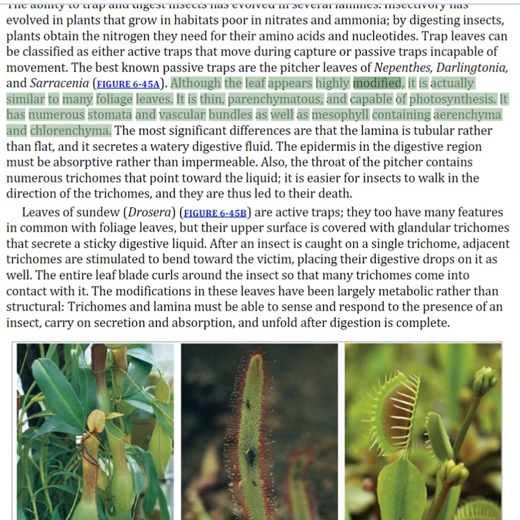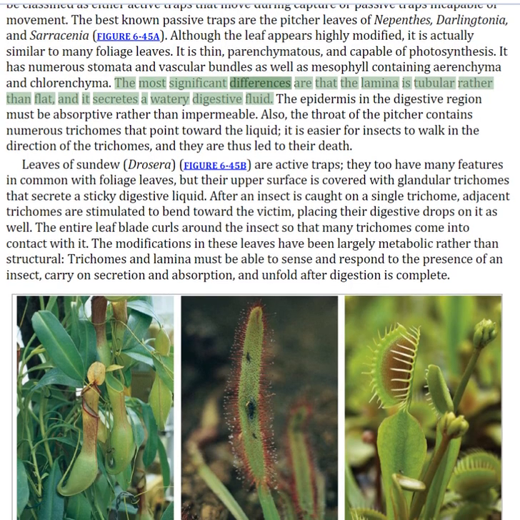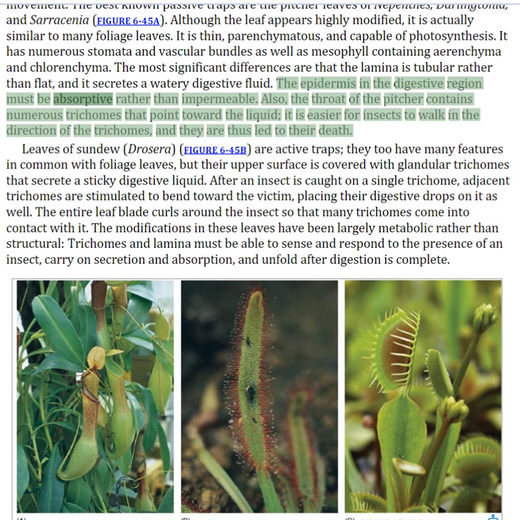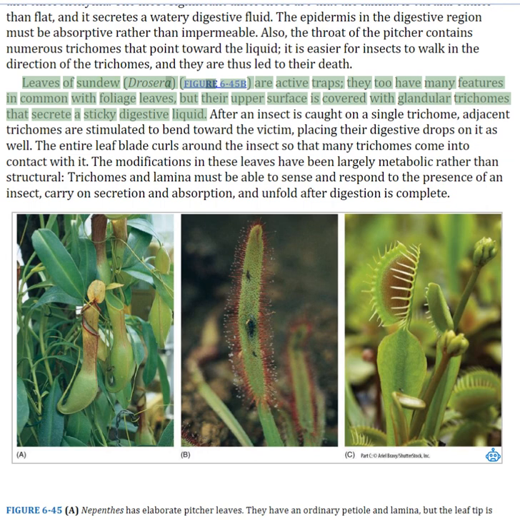Although the leaf appears highly modified, it is actually similar to many foliage leaves. It is thin, parenchymatous, and capable of photosynthesis. It has numerous stomata and vascular bundles as well as mesophyll containing parenchyma and chlorenchyma. The most significant differences are that the lamina is tubular rather than flat, and it secretes a watery digestive fluid. The epidermis in the digestive region must be absorptive rather than impermeable. Also, the throat of the pitcher contains numerous trichomes that point toward the liquid. It is easier for insects to walk in the direction of the trichomes, and they are thus led to their death.